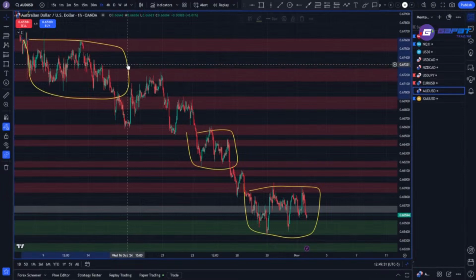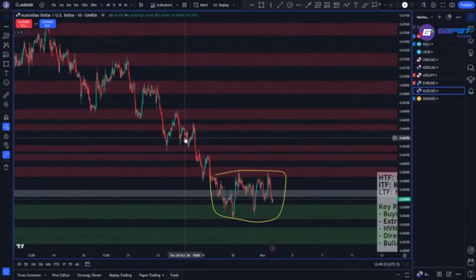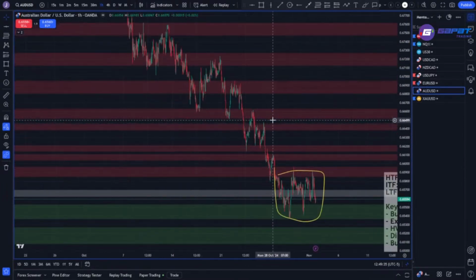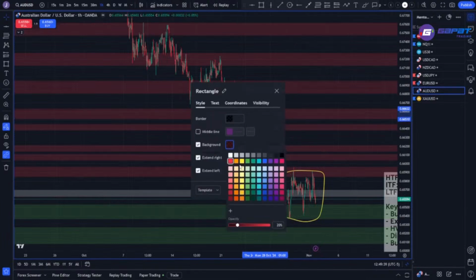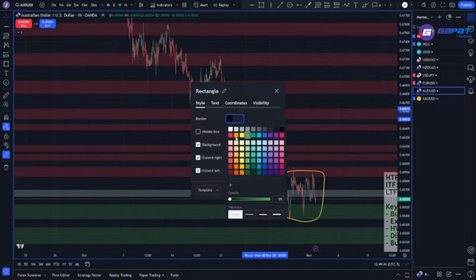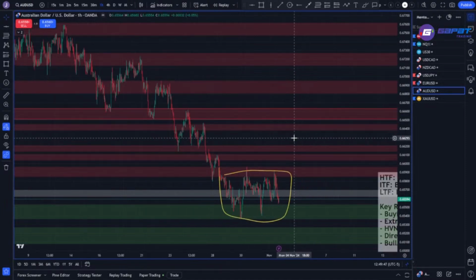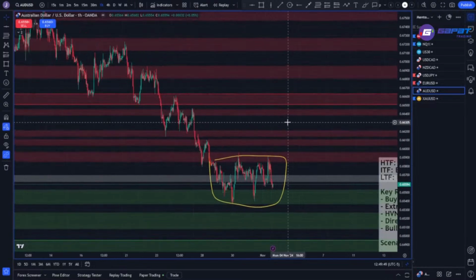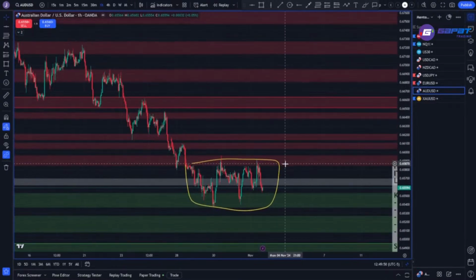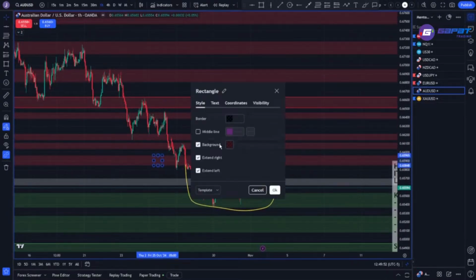Okay, so what are the important levels here for me? This is important. And just because it's important doesn't mean that it has to hold, but it gives you so much information when it doesn't hold. So it's a high likelihood of holding, but if it doesn't, it's telling you a lot.